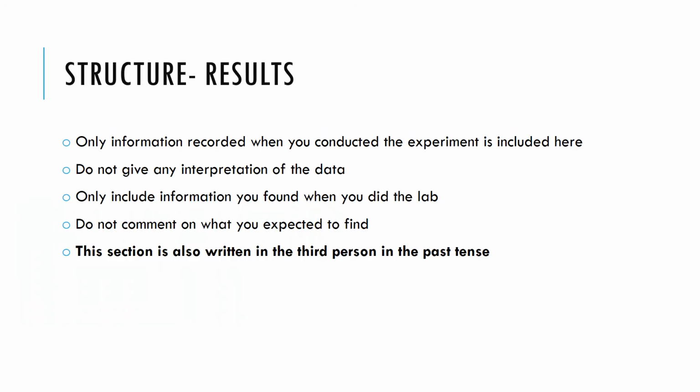So the results section then is only information that is recorded when you conducted the experiment. There is no need to give any interpretation of the data here. You're just presenting the results. Only include the information that you found when you did the lab. We don't need to know about anything else. Make no comment on what you expected to find. And again, this section should also be written in the third person past tense.